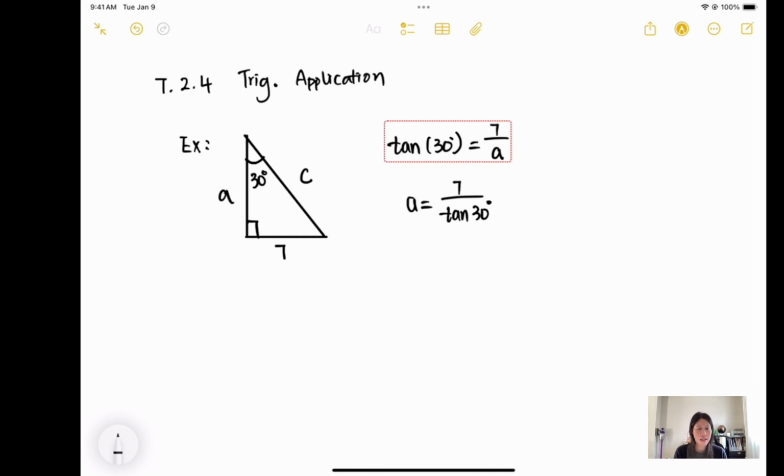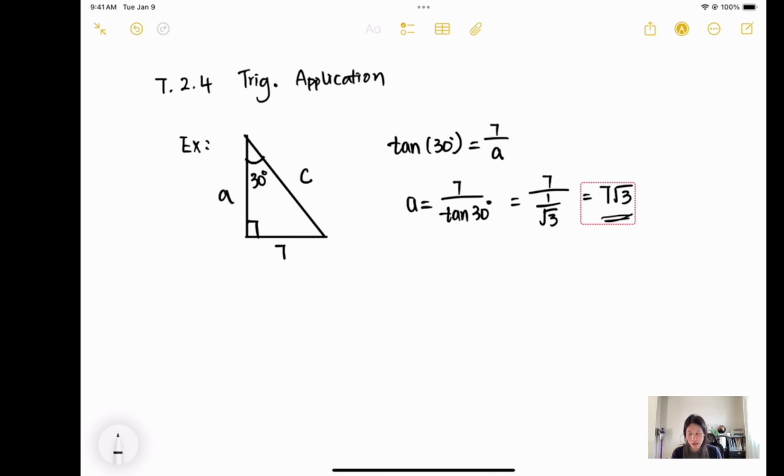By the previous exercise, we know that tangent 13 degrees is equal to 1 over square root of 3, right? And then we just need to flip it. Then we got 7 times square root of 3 is our A. Remember that I don't want you to calculate what tangent 13 degrees is. We already calculated that it is equal to 1 over square root of 3. So I want you to keep the square root.